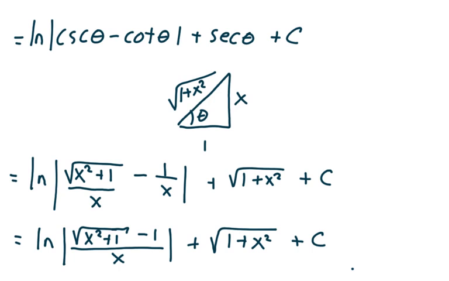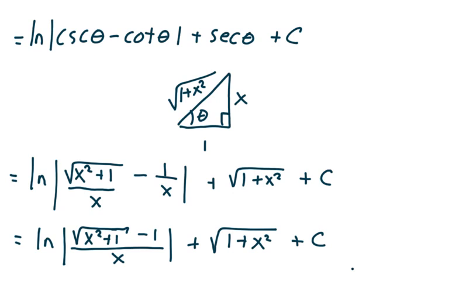And when I do, I get the natural log of the absolute value of cosecant theta minus cotangent theta plus secant theta plus c. Now, redrawing that triangle, notice I redrew it from the other page. I have a right triangle with angle theta. The side opposite to angle theta is x. The side adjacent to angle theta is 1. And the hypotenuse is the square root of 1 plus x squared.